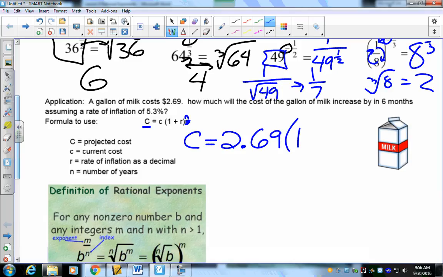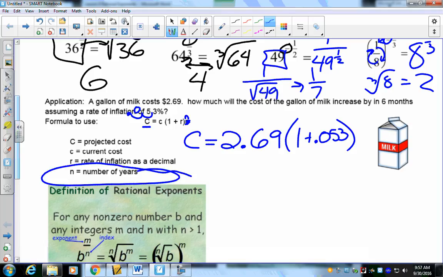The R is our rate of inflation as a decimal. So remember, when you're going from a percent to a decimal, you move the decimal point two places to the left, so it'll be 0.053. And we're going to raise it to an exponent. Please be careful here. N represents the number of years.